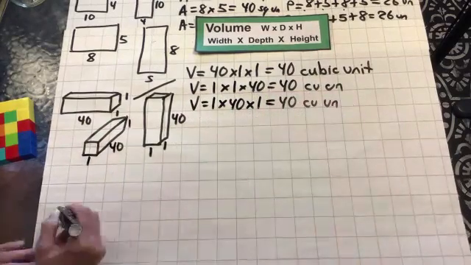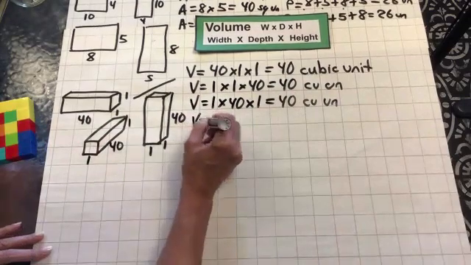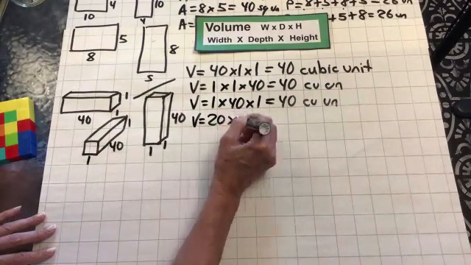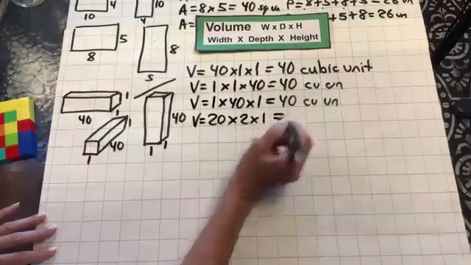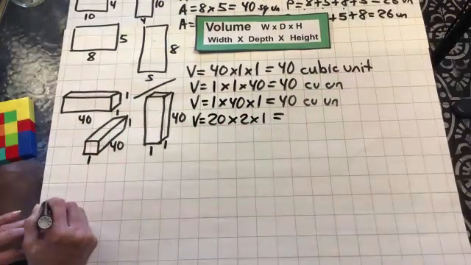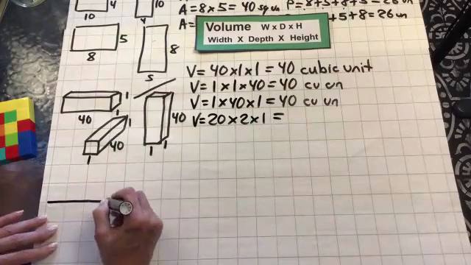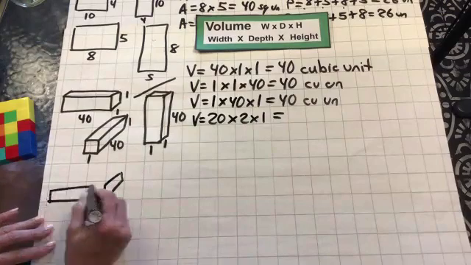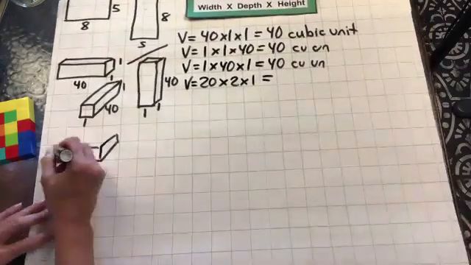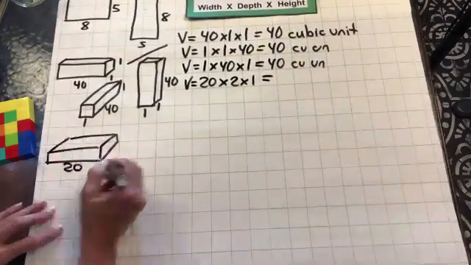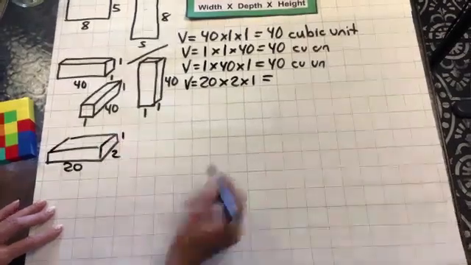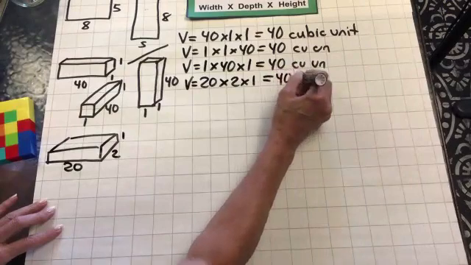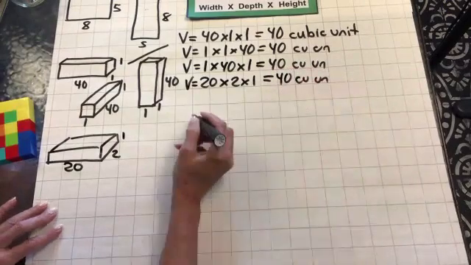All right, let's go on to 2. The next one would be 20 by 2 by 1. So let's draw that. 20 across by 2 deep by 1 tall. Move that up so you can see better. 20 by 2 by 1. And of course, 20 times 2 is 40, times 1 is 40 cubic units.